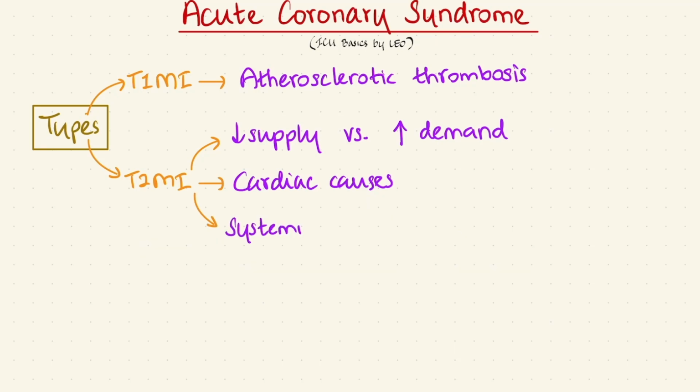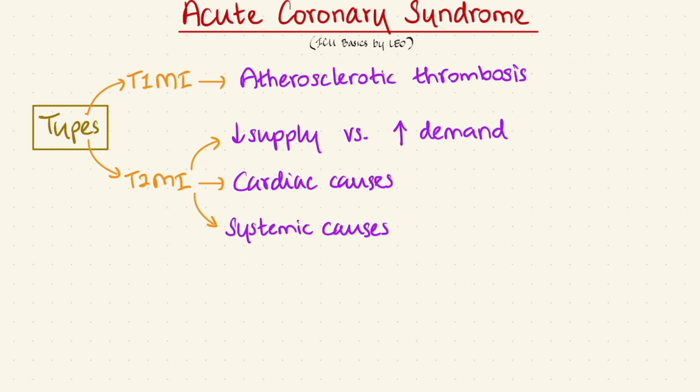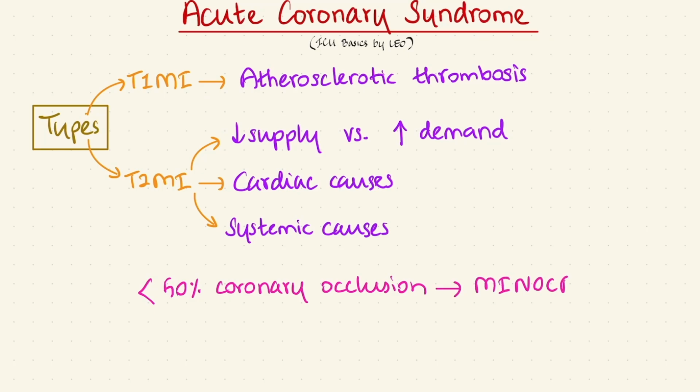Also, systemic conditions, for instance, sepsis, CKD, stroke, amyloidosis, chemotherapy, and critical illness could lead to myocardial damage. Patients with myocardial infarction and not more than 50% of angiographic coronary artery obstruction are now grouped in the term myocardial infarction with non-obstructive coronary arteries, MINOCA.